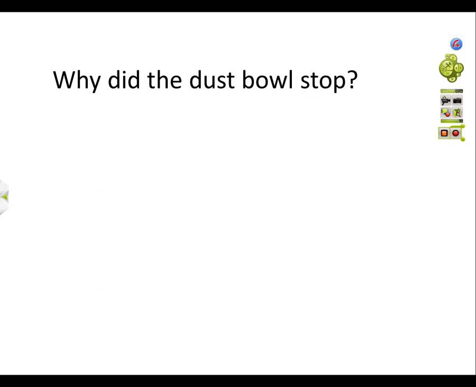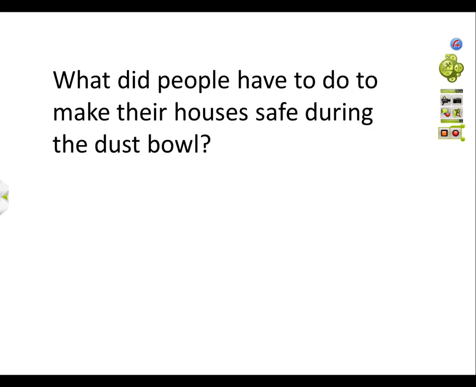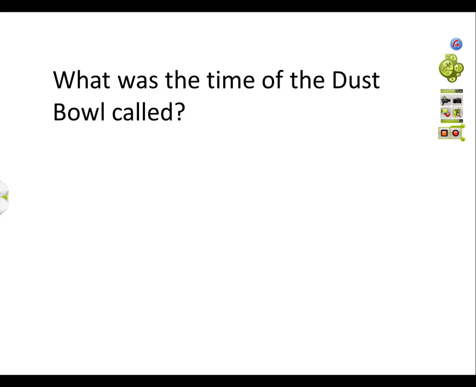Yes. Why did the Dust Bowl stop? Because the drought ended by it raining. And the laws. What did people have to do to make their houses safe during the Dust Bowl? They made it safe by putting cloth and newspaper to seal up the cracks. What was the time of the Dust Bowl called? The Dirty 30s.